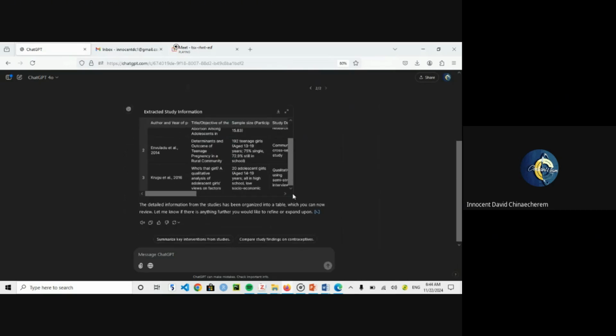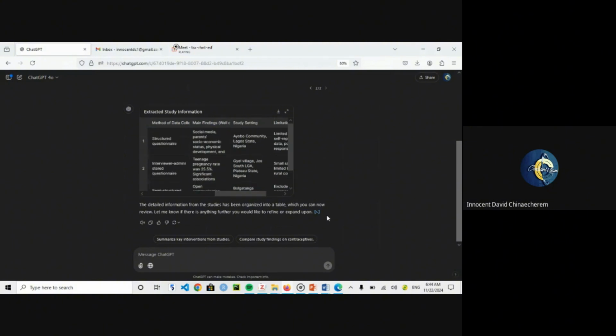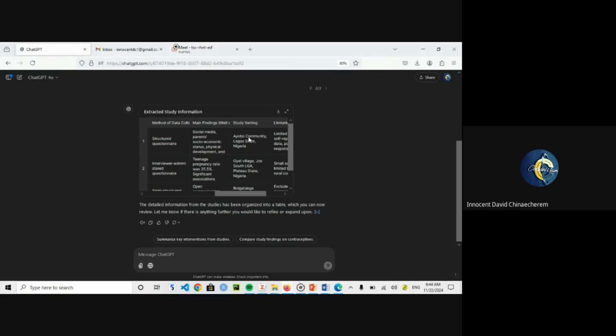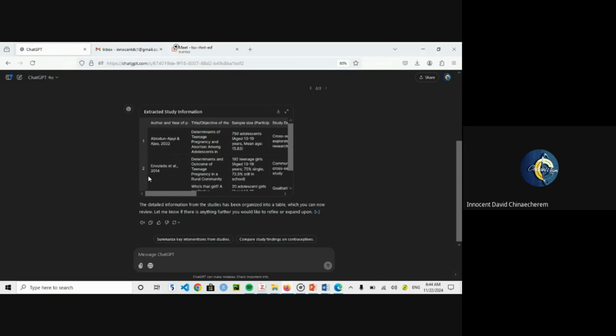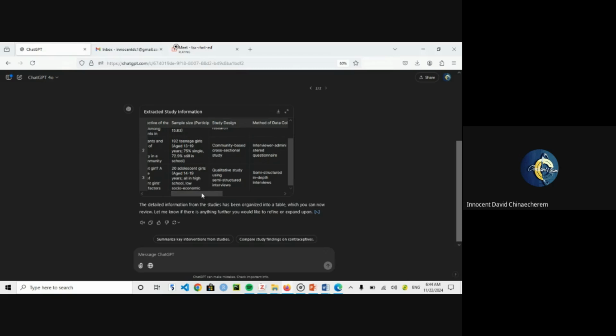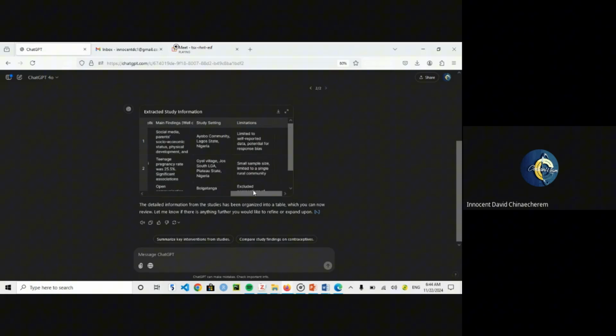Okay, cool. So regardless, this is the extracted table, and we have everything technically extracted here. First of all, we have the study title and author. We have the title and objective. We have the sample size and participant characteristics: 750 adolescents, 192 days, 20 adolescent girls, cross-sectional design, community-based, qualitative design. You can see that's correct. And also we have the main findings, the study setting, the limitations and all that.